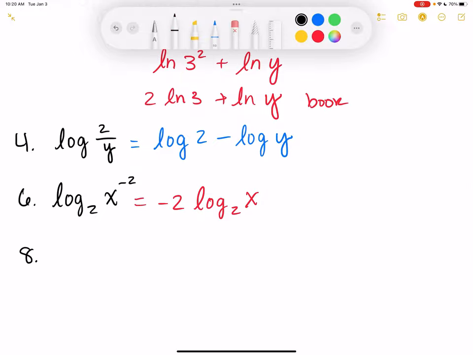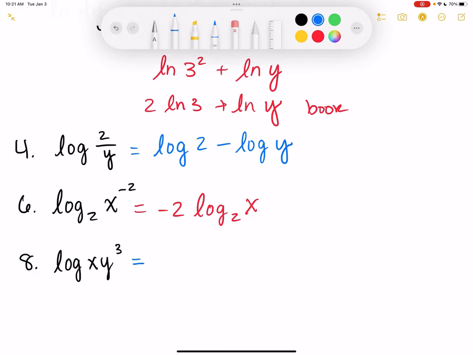Number 8, log of x y cubed. I'll tell you with one like this, there's two things that ultimately have to be done, because we have something that's being multiplied, which is going to give us a sum, and then we also have something being raised to a power, meaning it has to go out front. I am okay if you do it all in one step. But I'm going to write both steps just so that we see it while we're getting used to them. If you wanted to just jump to the final step, that's completely fine. That's honestly probably what I would do in general.